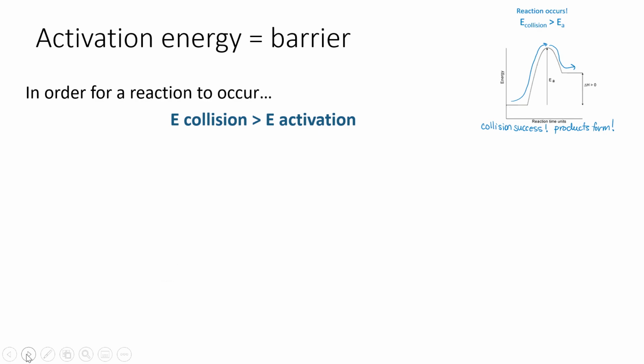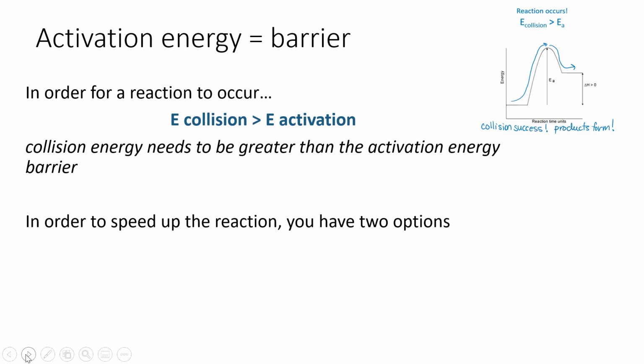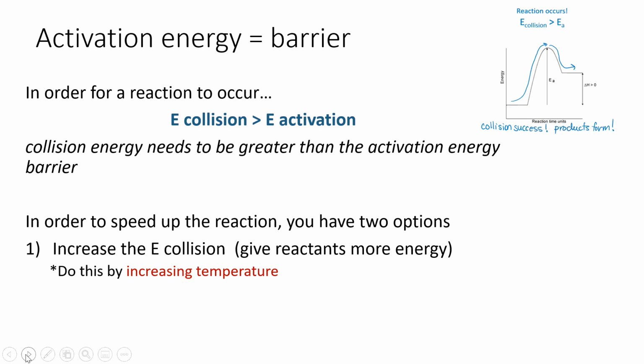All right, so to summarize some of the main ideas here, your activation energy is like that barrier for a reaction to occur. In order for a reaction to occur, the collision energy needs to be greater than the activation energy. Okay, in order to speed up the reaction, we've got two options. We can increase the collision energy, give the reactants more energy. We do this by increasing the temperature.